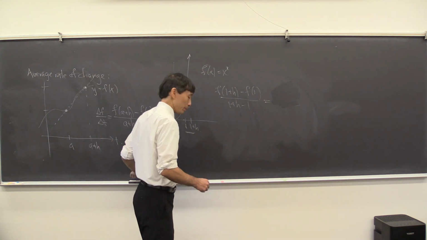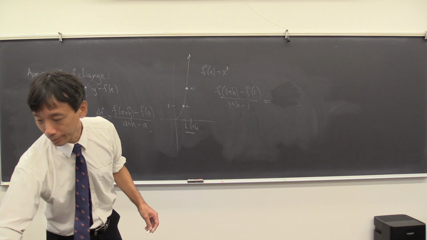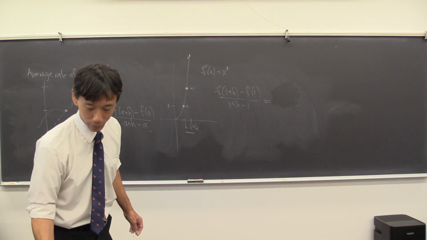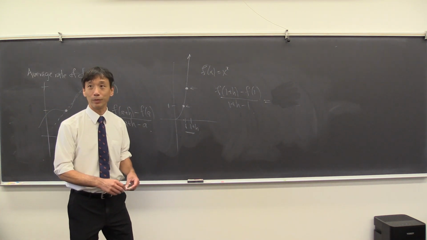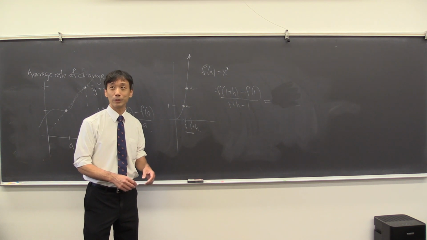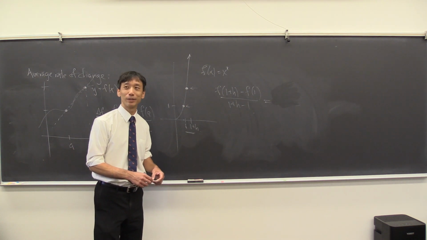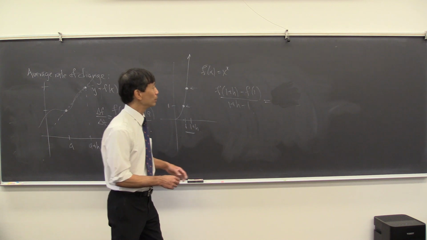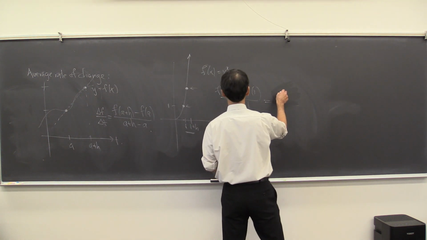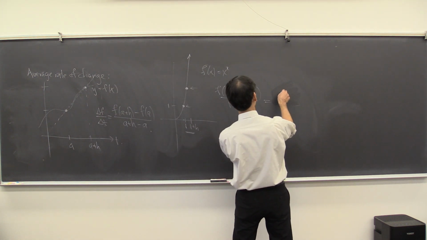Okay, somebody want to tell me what they get? Sure. Here's my 1, 2, 3, 4, 5. 1, 2, 6, 7. So I got 2 plus h. Tell me what you did here.